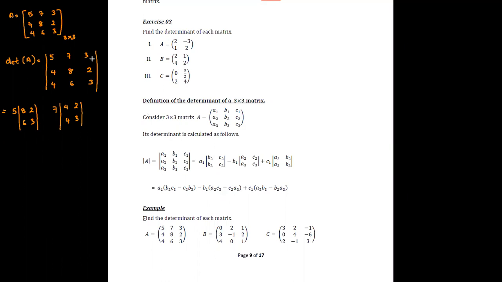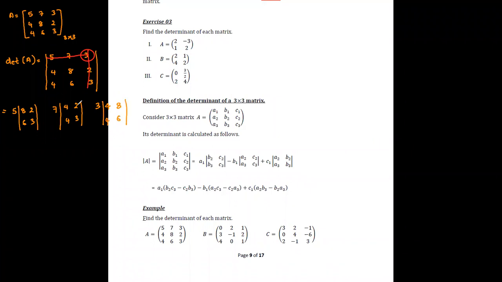The next value is still in the first row, but in the third column, and you have to cut off the first row with the third column. Then the value here is 3. This is equal to 4, 8, 4 and 6.